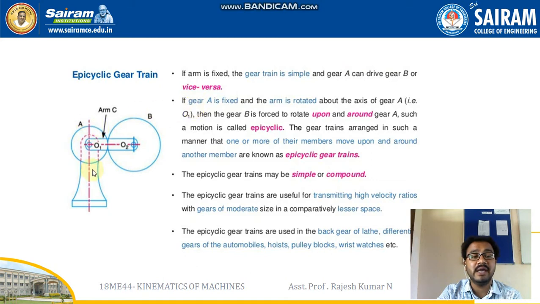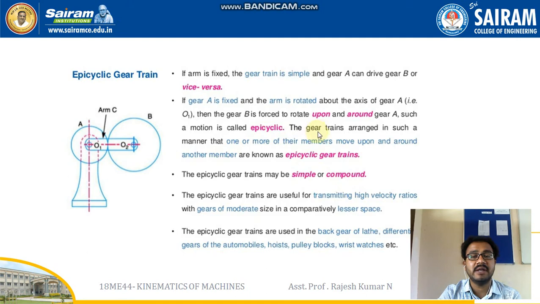If gear A is fixed, for example, then the arm is rotated about the axis of the gear, that is O1. Then gear B is forced to rotate upon and around gear A. Such a motion is called epicyclic. This particular sentence is very important. If gear A is fixed, then the arm is rotated about the axis of gear A, that is O1. Then gear B is forced to rotate upon and around gear A. Such a motion we call epicyclic.